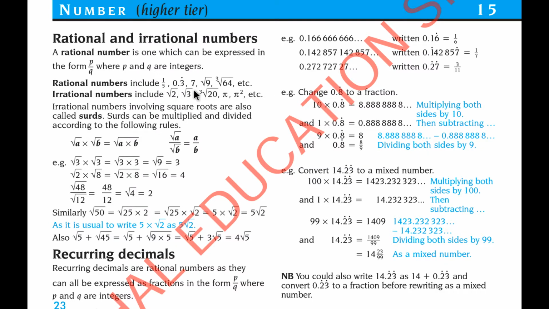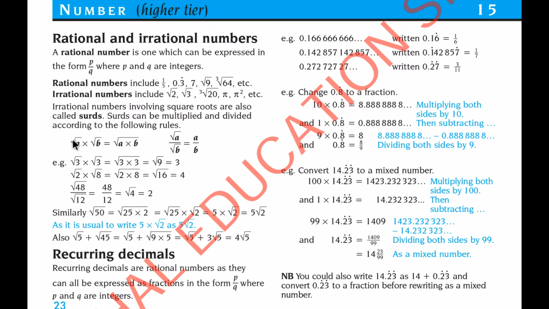Okay, so which means you can't express these numbers as a fraction, like p and q with two integers, but for any rational number you can write it as a ratio using two integers. Irrational numbers involving square roots are also called surds. Surds can be multiplied and divided according to the following rules.